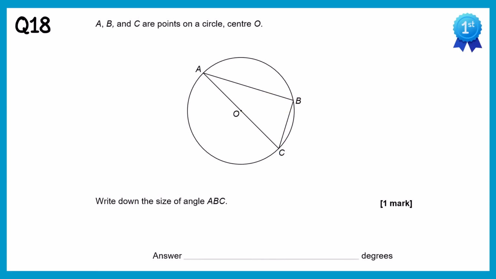In this question, we need to work out the size of angle ABC. Since the line AC is a diameter, we can use a circle theorem, and you should know that this angle is always a right angle. So the answer is 90 degrees.